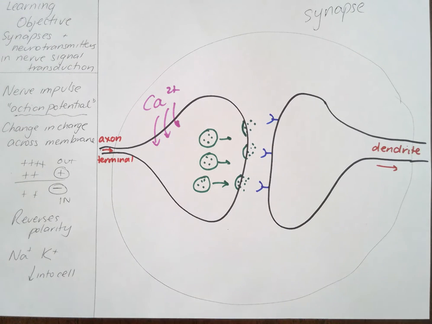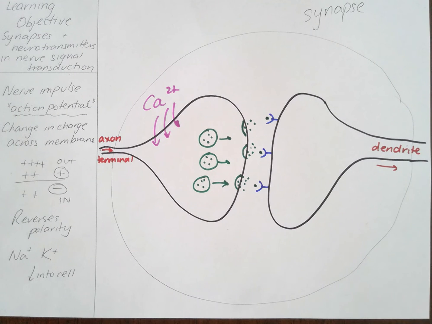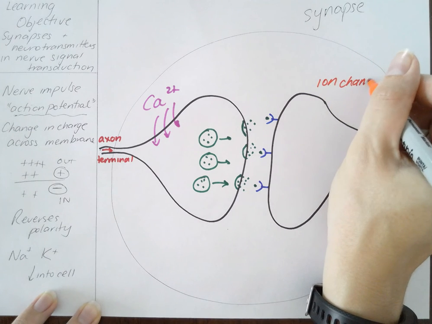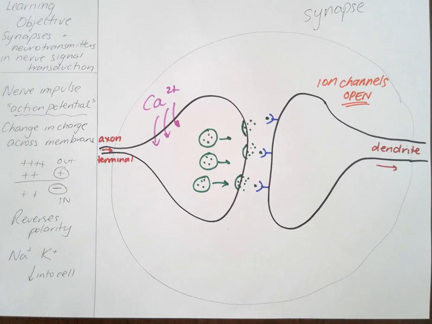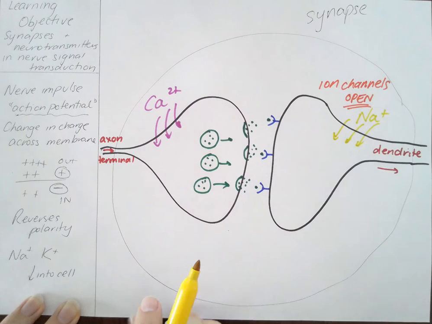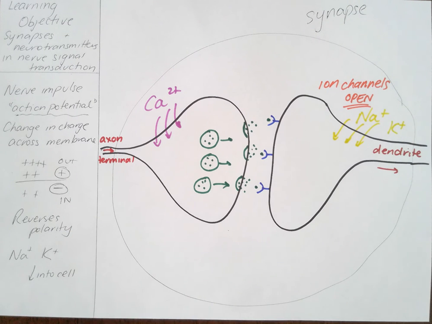Once those neurotransmitters bind, if they match up with the appropriate receptor, it's going to lead to more signal transduction. Once they bind, it opens up ion channels. Ion channels open, and because they open, that is when we start to see the sodium flood into the cell. Potassium will also do the same, but not in as big numbers. It's mainly the sodium.